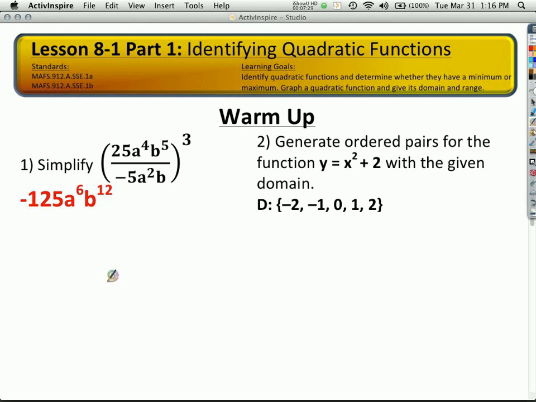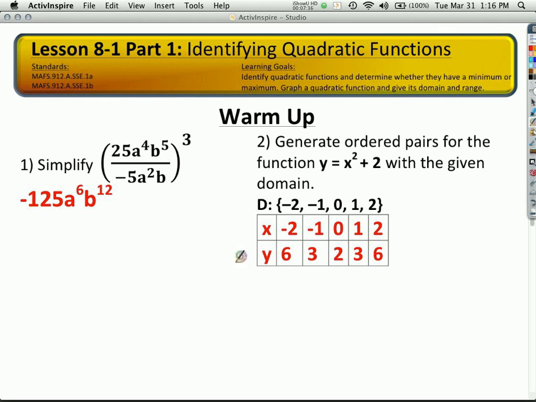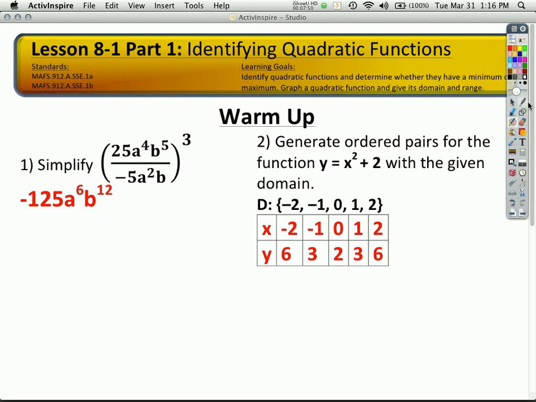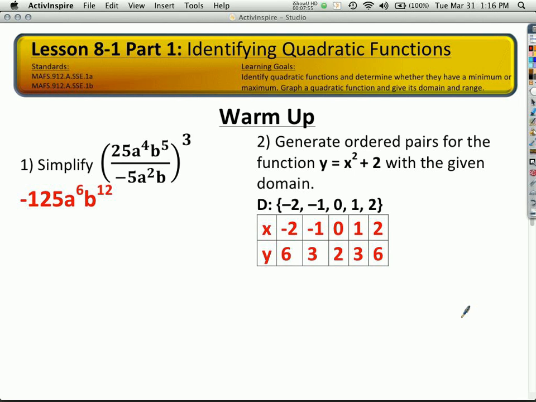I asked for ordered pairs. I put my answer as a table. You should have probably put ordered pairs, but it's the same thing. So here are the ordered pairs you should have had: (-2, 6), (-1, 3), (0, 2), (1, 3), and (2, 6). Number 2 is a review of ideas you already know and a lead-in for today. Number 1 is straight review of concepts you were supposed to already know. So let's spend a couple of minutes on number 1.